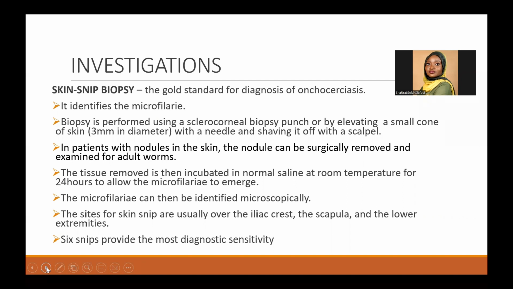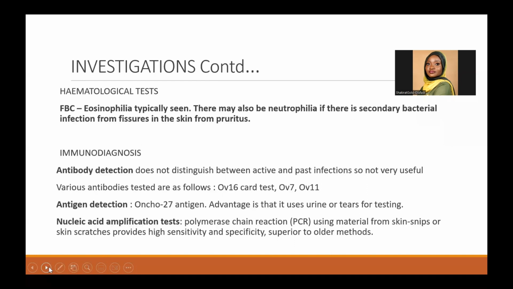And usually this skin snip is performed over the iliac crest, the scapula, that's around the upper back, sorry, and then the lower extremities, so the legs. So those are areas where you can take a pinch of skin. And usually it is advised that one takes up to 6 snips so that you can have the best diagnostic sensitivity. If you take just one of it, you may miss it. But if you take 6, you're unlikely to miss the worm 6 times.